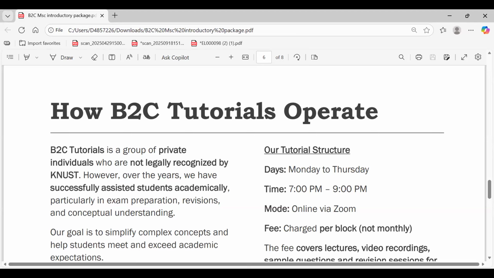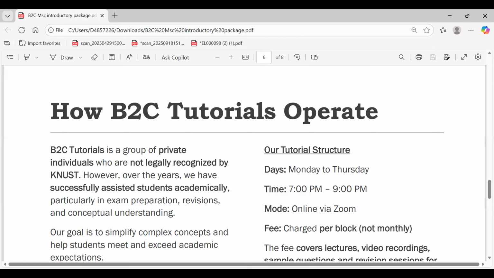And then someone may ask, when it comes to B2C, what does your payment structure look like? So our payment structure is per block. Let me simplify this. Each block contains 2 courses, and the charge is per block. So meaning in first semester, we have 3 blocks, so the payment will be 3 separate payments.